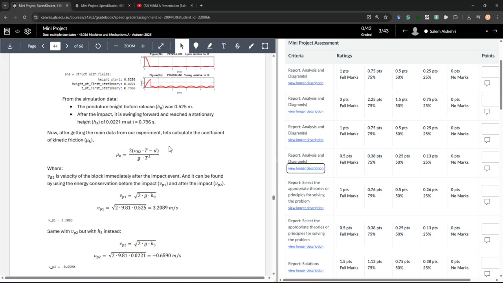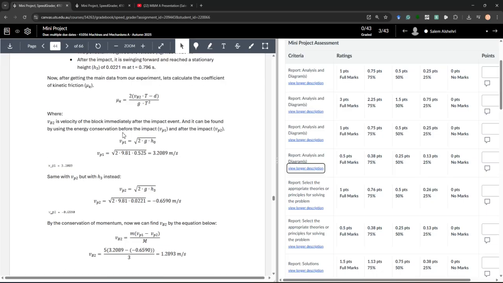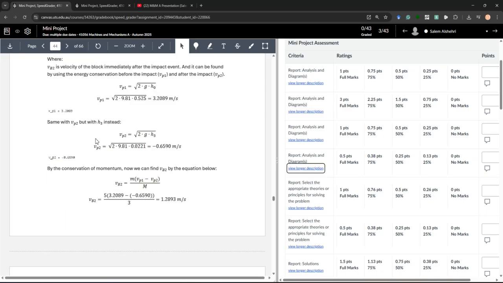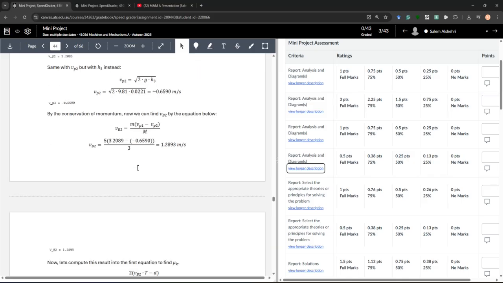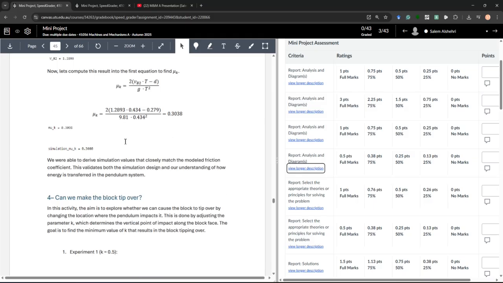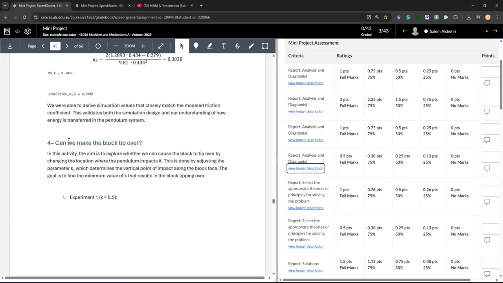Oh, no, wait a second. He got the equations here. So that's for the mu, that's for the v. Okay, and yeah, well, actually, he did the hand calculation, which is quite correct. So I should give him a good mark. Now, yeah, that's the first, the very important part, which is: can we make the block tip over?